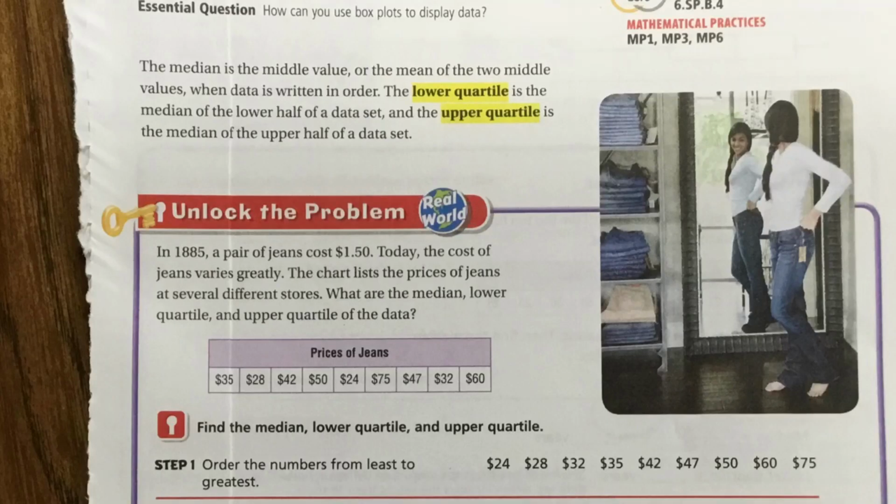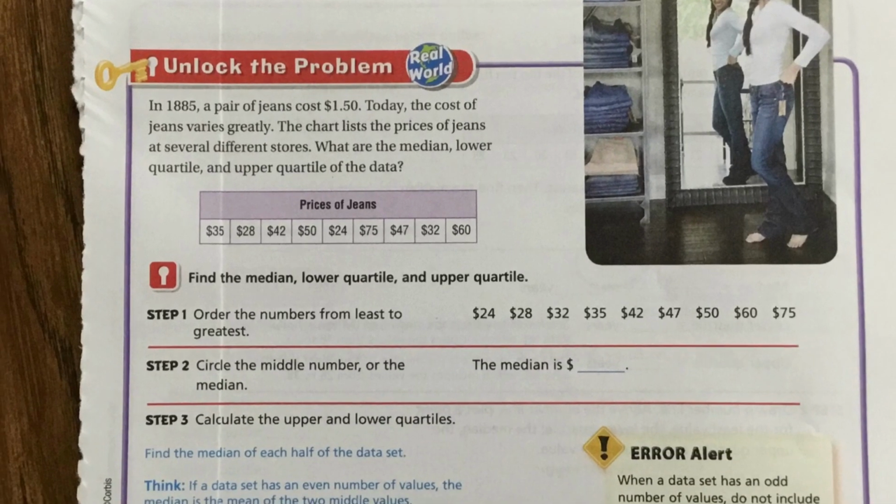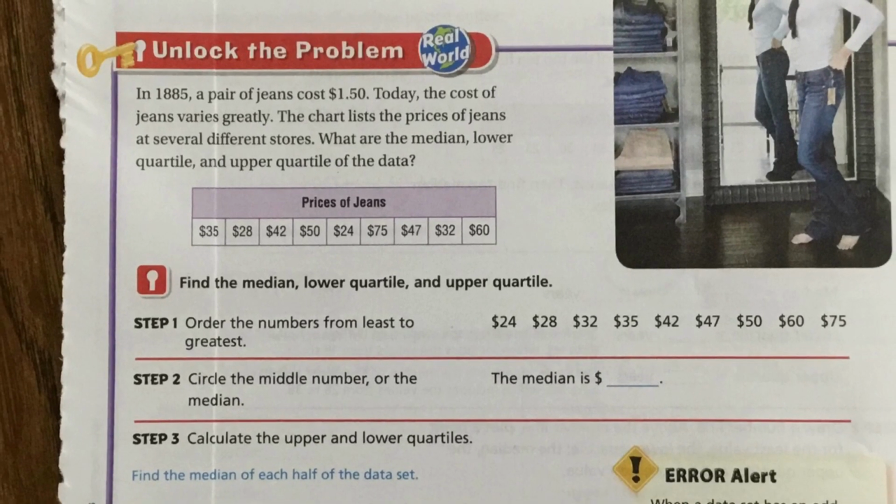Median is the middle value or the mean of the two middle values when data is written in order. The low quartile is the median of the lower half of the data set, and the upper quartile is the median of the upper half of the data set. Okay, so let's read the problem.